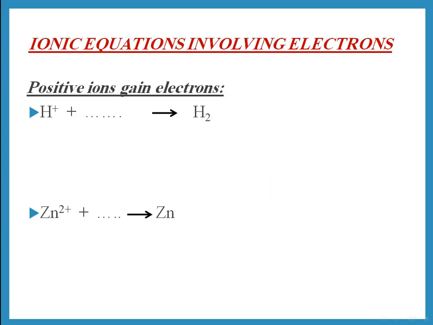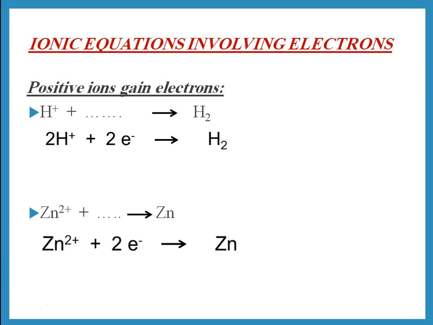Okay, so ionic equations involving electrons. Remember we did this before. If I have a positive, in order to become an atom, it gains electrons. So I have 1 H before the arrow, 2 H's after the arrow, so I have to balance that with 2 H's, and that means that now I have 2 positives, so I need 2 electrons to balance them. Now the zinc 2+ needs to gain electrons in order to become zinc, so I put 2 electrons, so now I have 2 positives and 2 negatives to balance each other.